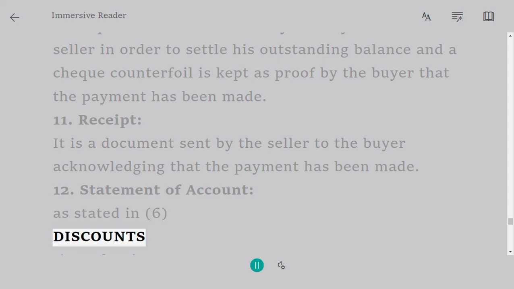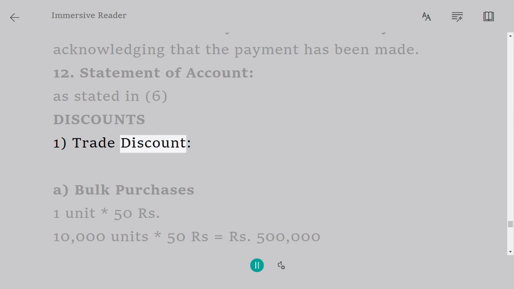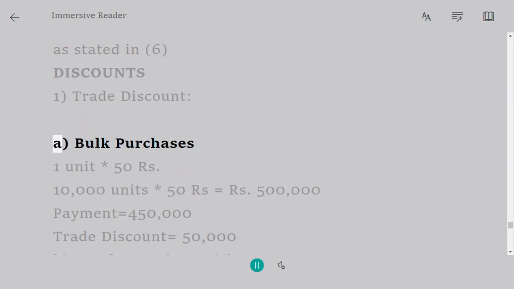Discounts. 1. Trade discount. A. Bulk purchases. 1 unit * 50 rupees. 10,000 units * 50 rupees equals Rs. 500,000. Payment equals 450,000. Trade discount equals 50,000.